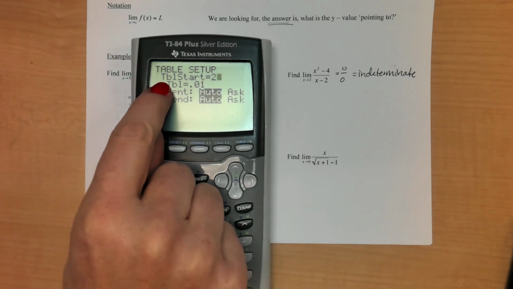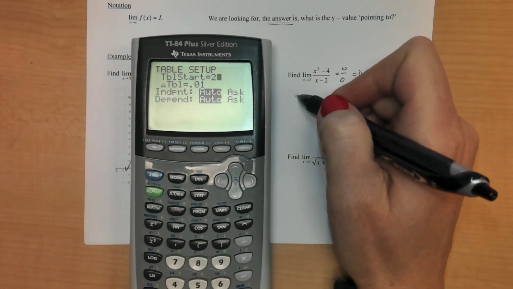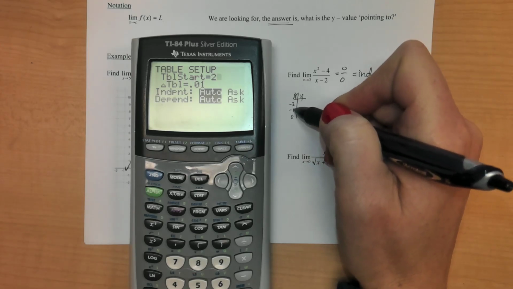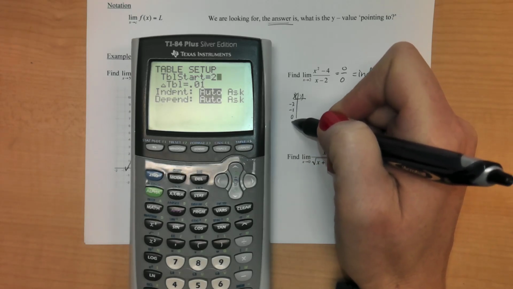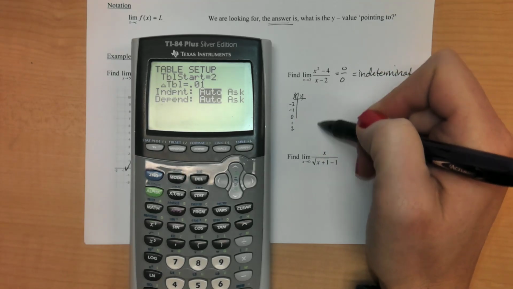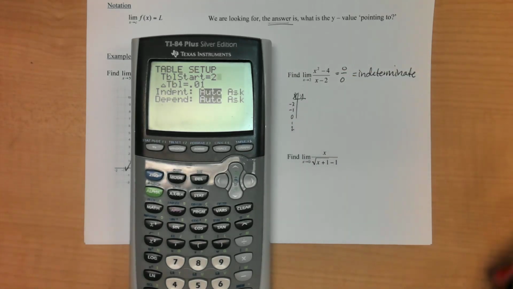The next part, the triangle from science class, means delta, which means change. So it's asking how much you want your table to change by. When you make your XY chart, you typically go by ones: negative 2, negative 1, 0, 1, 2. We don't usually dabble in decimals because it takes a lot more space to fill out your XY chart. What's lovely about your calculator is you can ask it to do decimals because it can do them in a second, and they're all computed for you.